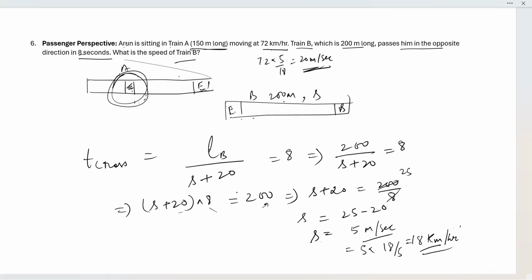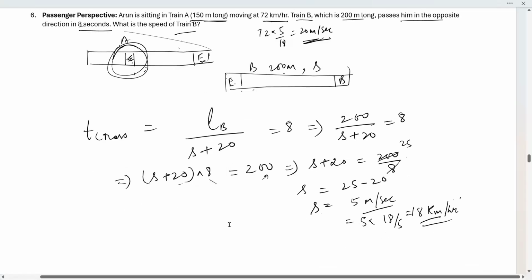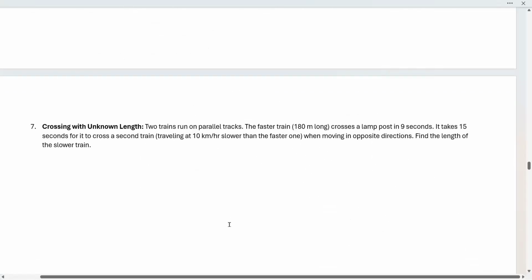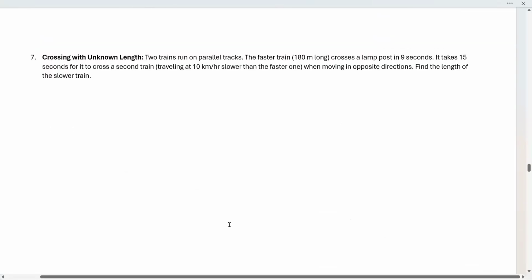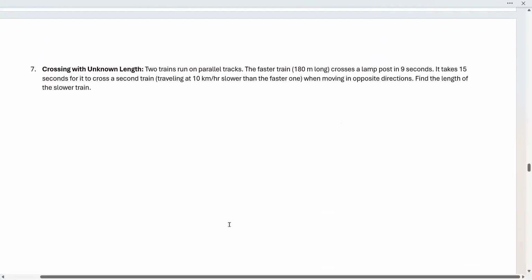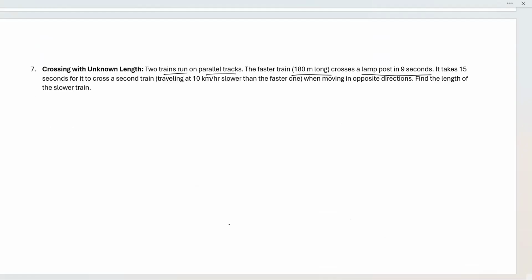Okay, moving forward, we go to the next question. This says there are two trains which run on parallel tracks. The faster train, which is 180 meters long, crosses a lamp post in 9 seconds, and it takes 15 seconds for it to cross another train, which is running 10 kilometer per hour slower and moving in the opposite direction. Find the length of the slower train. Fine.